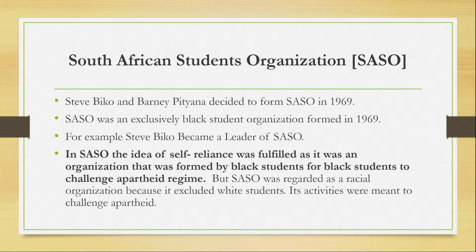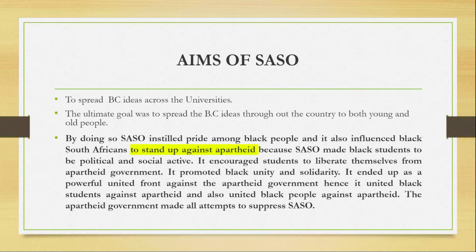Now I'm focusing on how to sustain the line of argument. In this case, the learner is discussing the aims of SASO. Fine, that one is content. But what is important is that PEEL method. By doing so, SASO instilled pride among black people, and it also influenced black South Africans to stand up against apartheid, because SASO made black students to be politically and socially active. It encouraged students to liberate themselves from the apartheid government.